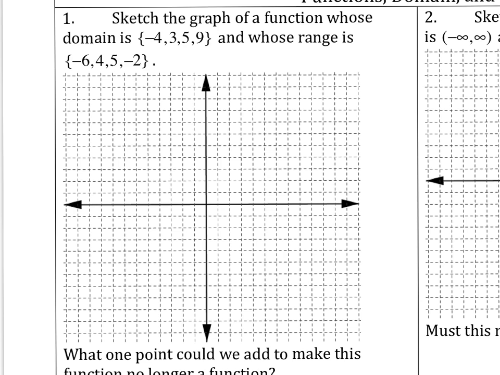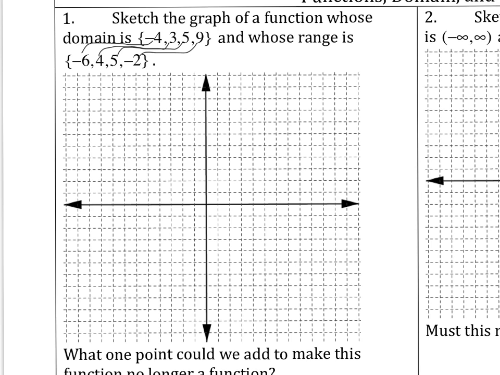Our first problem has a couple parts. The first part asks us to sketch the graph of a function whose domain is -4, 3, 5, 9, and whose range is -6, 4, 5, and -2. I don't ask for you to line these up in any specific way, so there are lots of ways that you could do this. I'm going to go with the most straightforward, which is to pair these values up with each other in order. And again, this is not the only way, or necessarily even the best way to do this. This is just a way to pair these up.